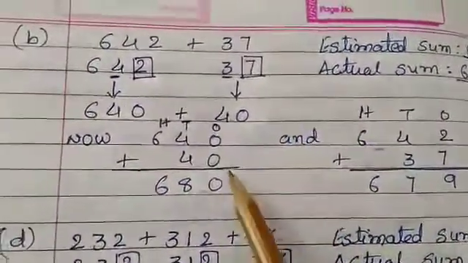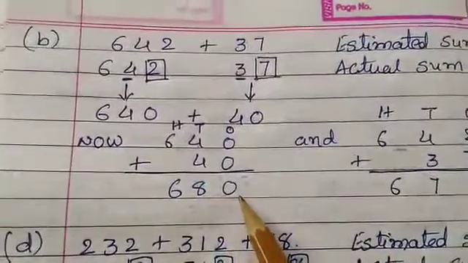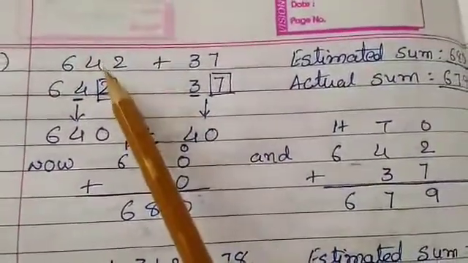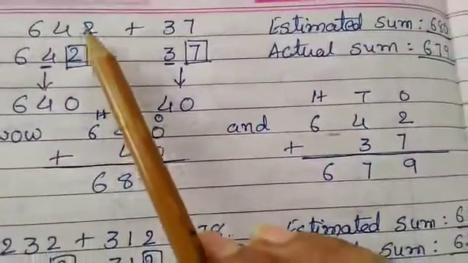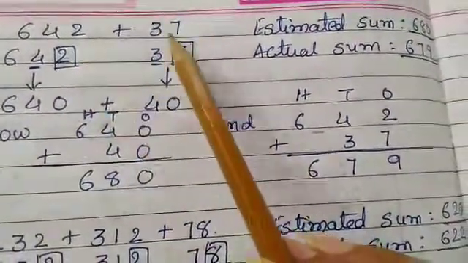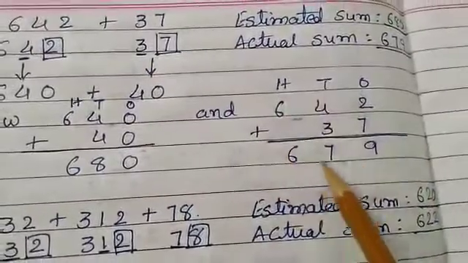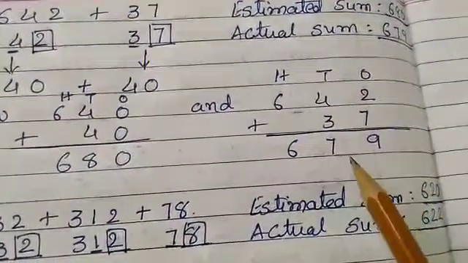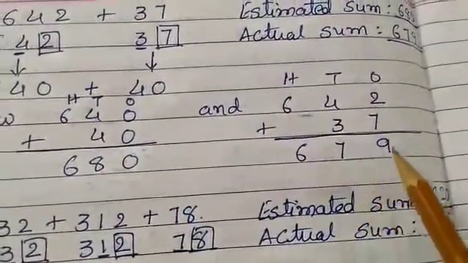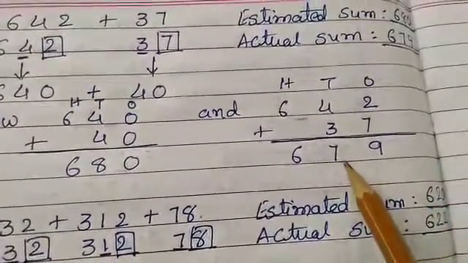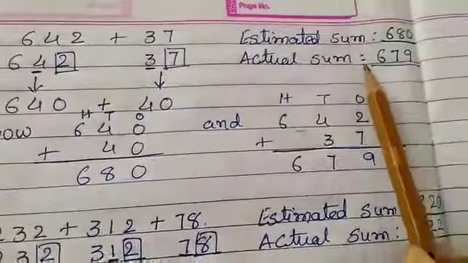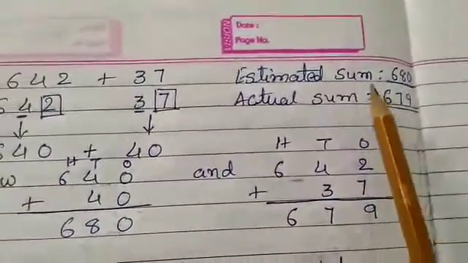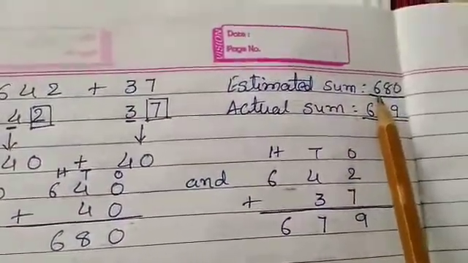So this is an estimated sum. The actual sum we will find as usual, like we do addition. So 642 plus 37 we have arranged and added. So our answer is 679. This 679 is called the actual sum, and we will write it here, and the estimated sum is 680, as we have found here, right?